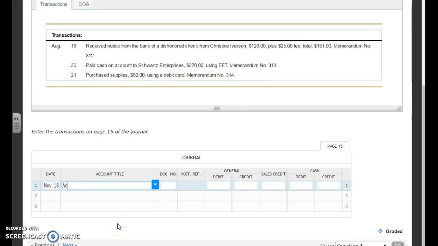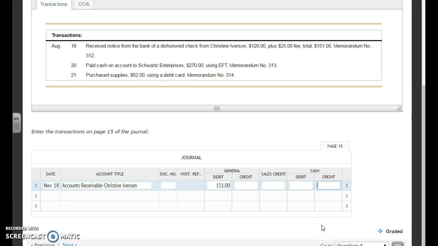So I'm going to go to accounts receivable, Christine Iverson, and I'm going to debit that because I'm going to increase now the amount she owes me. I'm going to say 126 plus the 25, which is a total of 151 that we're saying that she owes us now. Now, our credit will be with cash because our cash is actually decreasing.